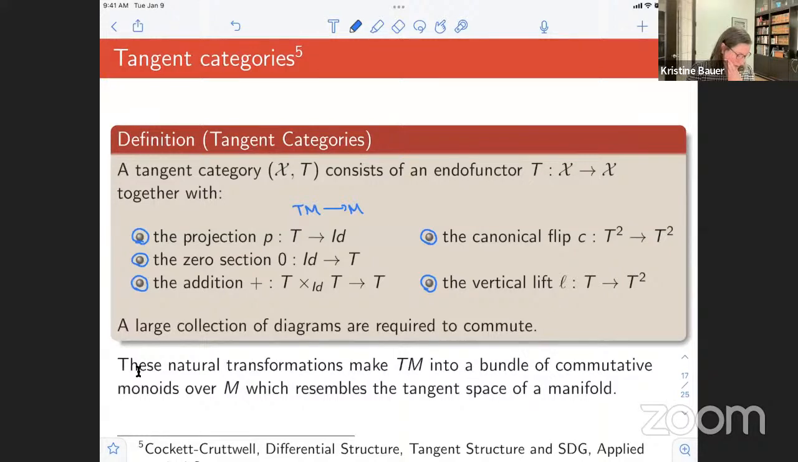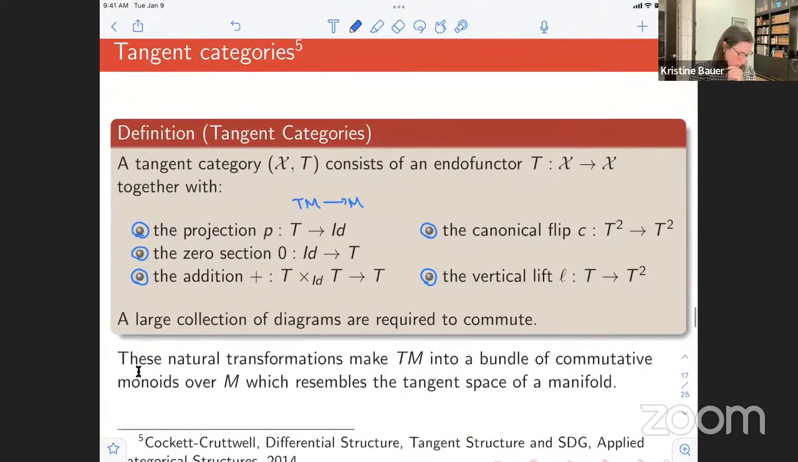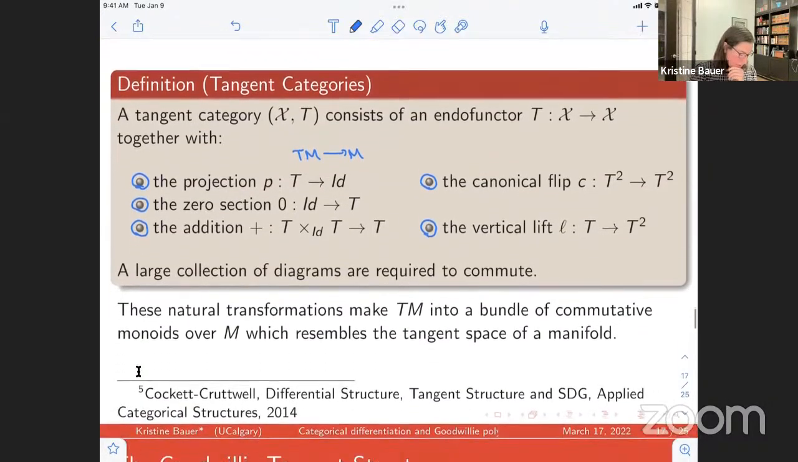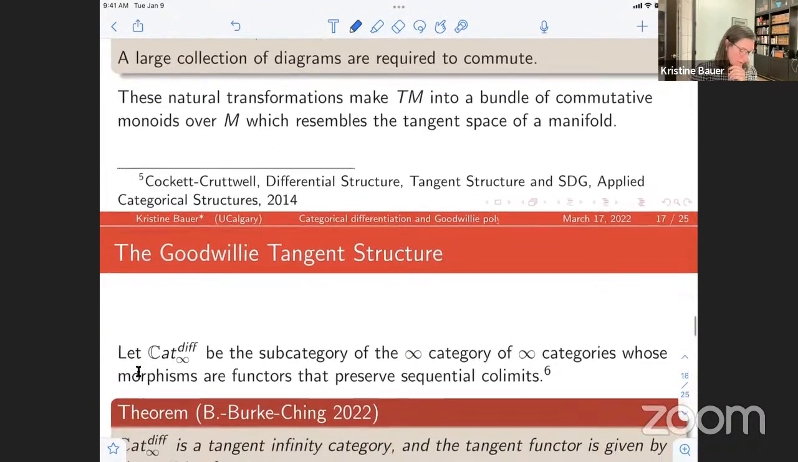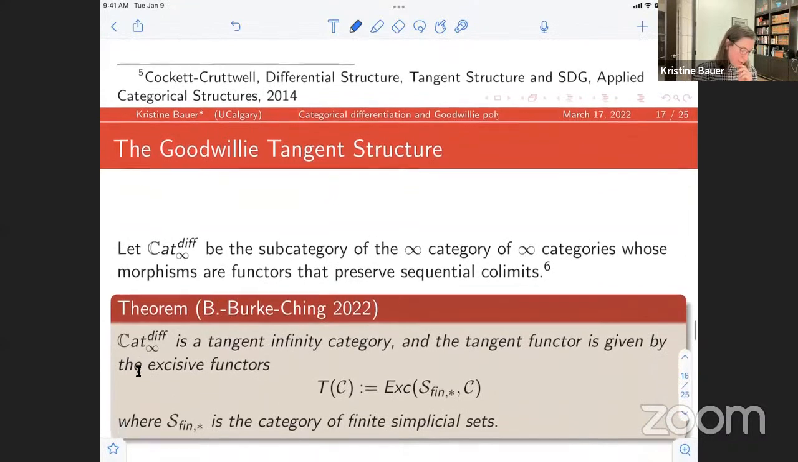Okay, so I guess all I said about this is that these natural transformations make TM into a bundle of commutative monoids over M, and that this strongly resembles the tangent space of a manifold. Okay. So this is the place where it turns out that I can say something about Goodwillie calculus.